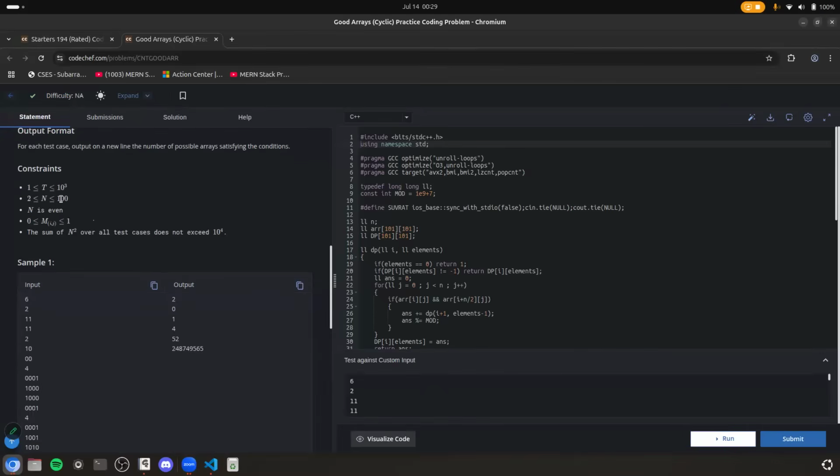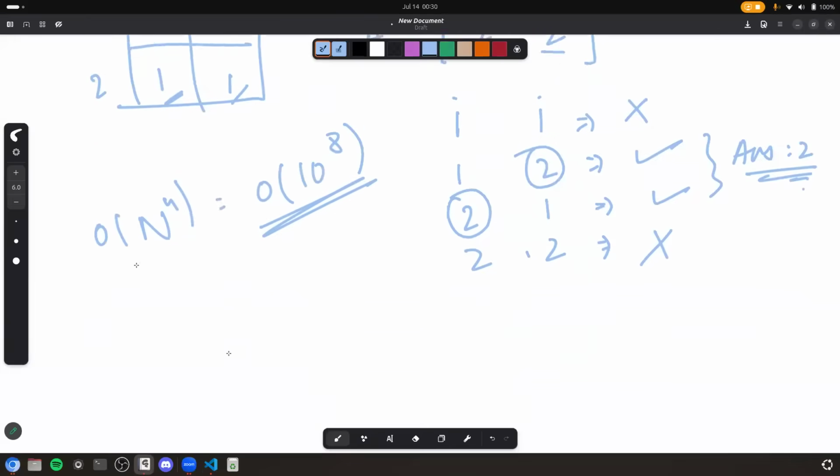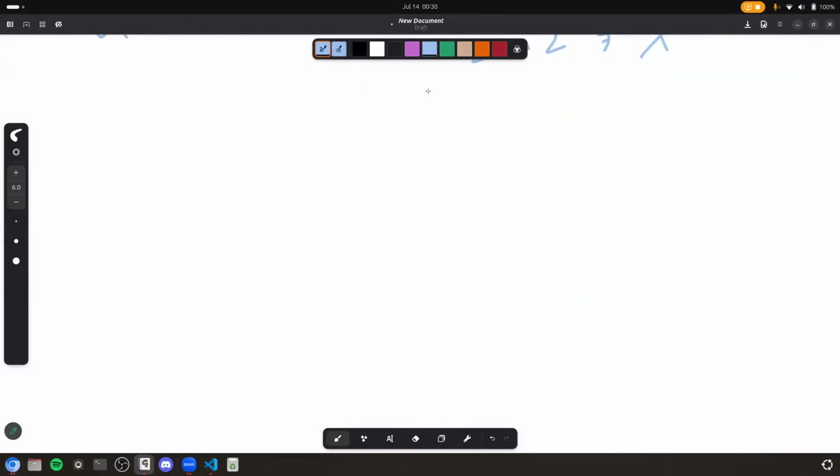Let's see the constraints. You have been given n less than or equal to 100 and the sum of n squared over all test cases does not exceed 10 to the power 4. So we can at max run n to the power 4, because that would be 10 to the power 8. This is the maximum we can run. Let's see how we can solve this question.